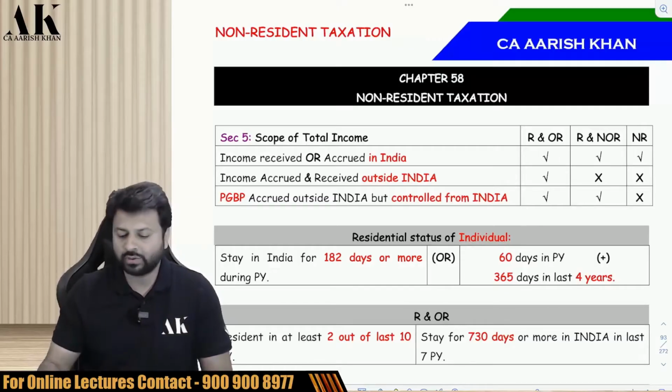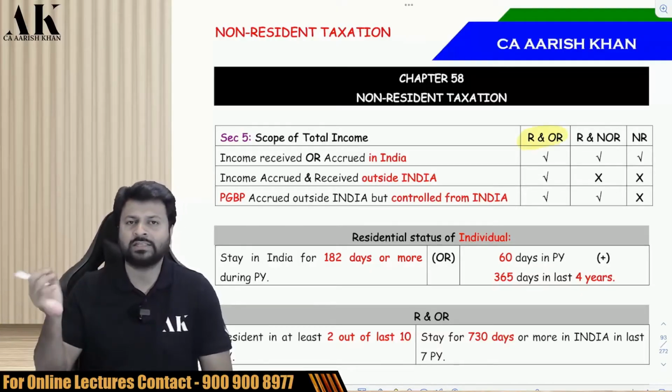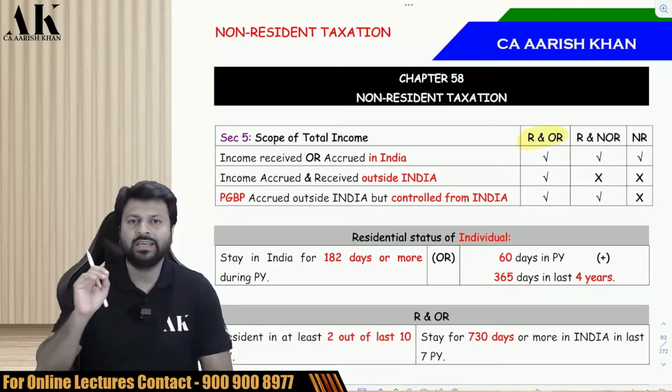The first thing you need to understand: there are three types of residents, that is resident and ordinary resident, resident and not ordinary resident, and non-resident. For resident and ordinary resident, world income is taxable. Whether the income is accrued in India, accrued outside India, received in India, or received outside India, that income is always taxable in the hands of the ordinary resident.